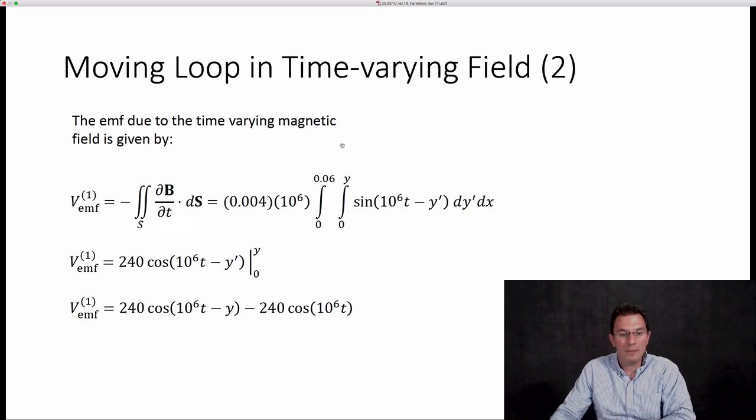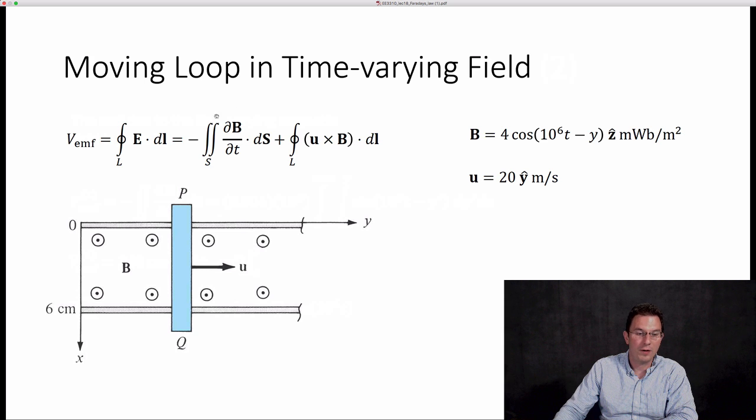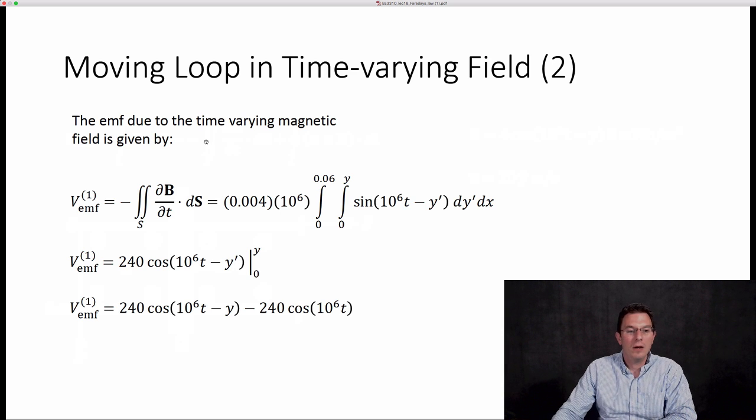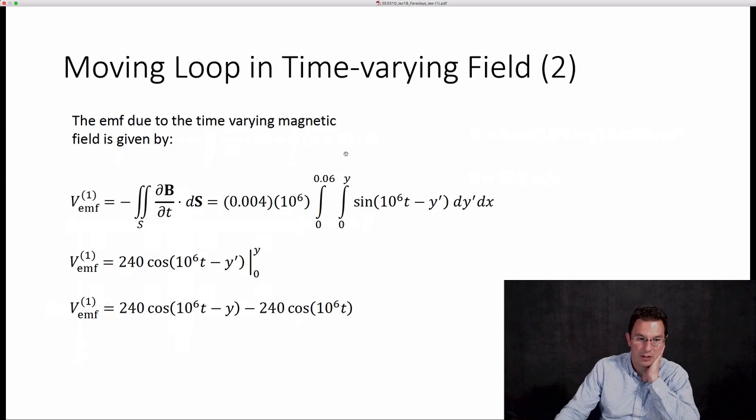Okay, let's first work on this term of the equation. Try to figure out what the EMF due to the time varying B field is. Okay, well, here we go. This is the first term in our equation. We know that the derivative of B with respect to time is going to give us this expression here. We take the derivative of this cosine term with respect to time. Derivative of cosine is minus sine.